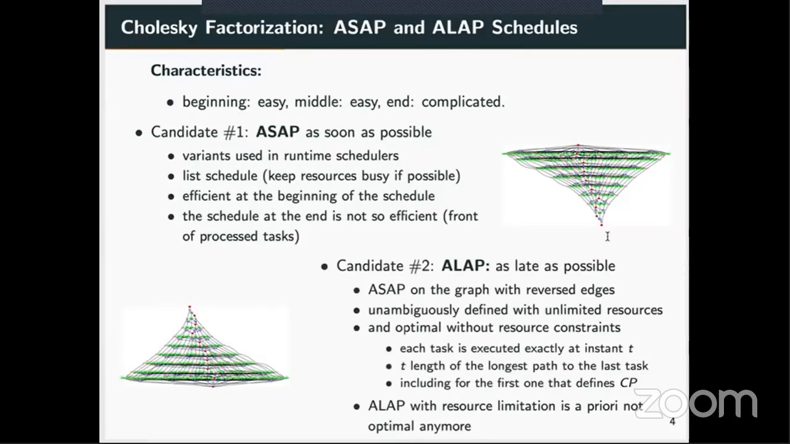ALAP is as late as possible. So the idea is to perform an ASAP schedule on the reverse graph and then to reverse the schedule. So the advantage of ALAP is that we expect it to be efficient for scheduling this part of the graph, and we know that when there are no resource limitations, then ALAP provides the optimal running time. So that's the idea on which we will base our approach.